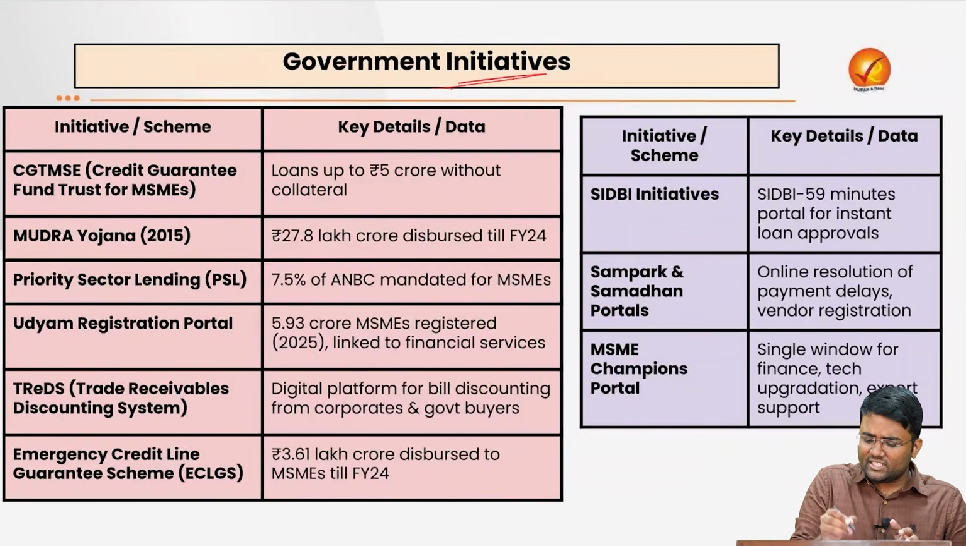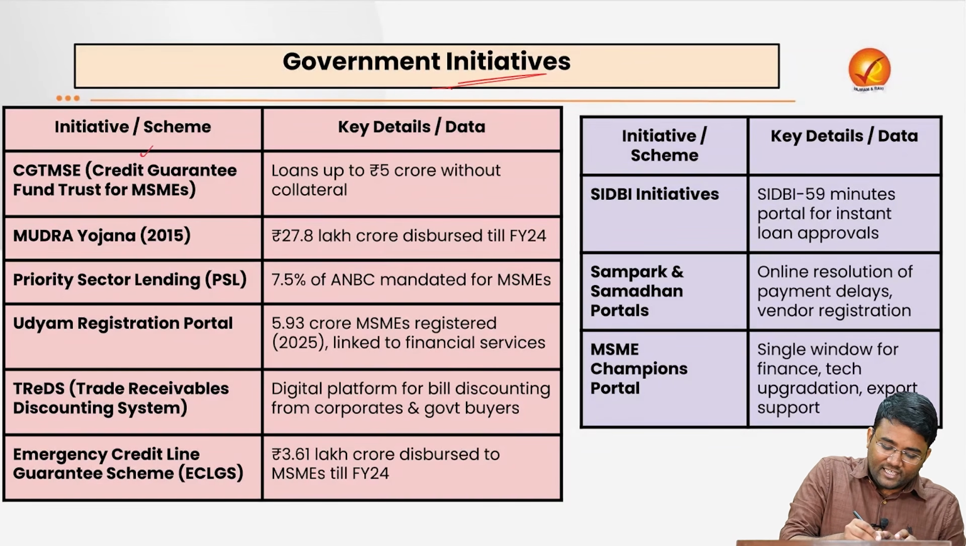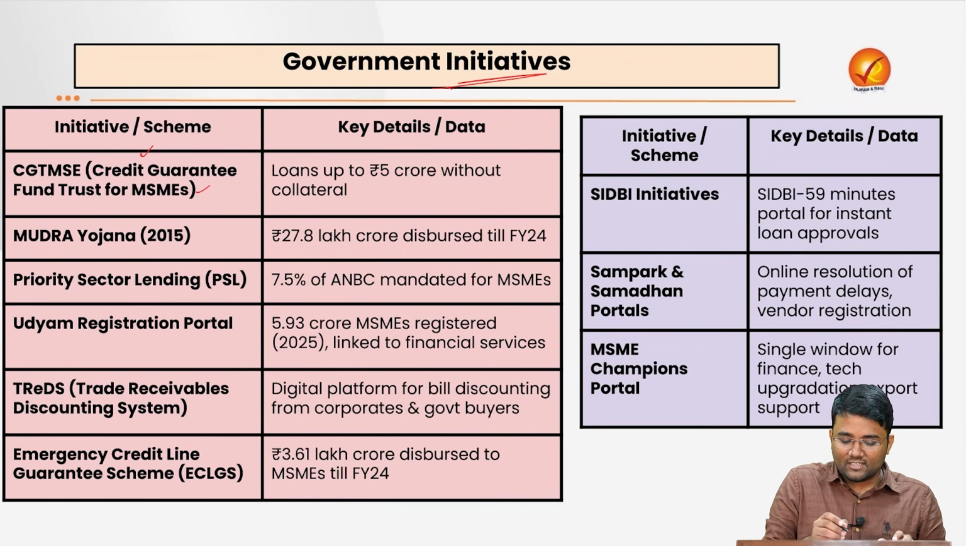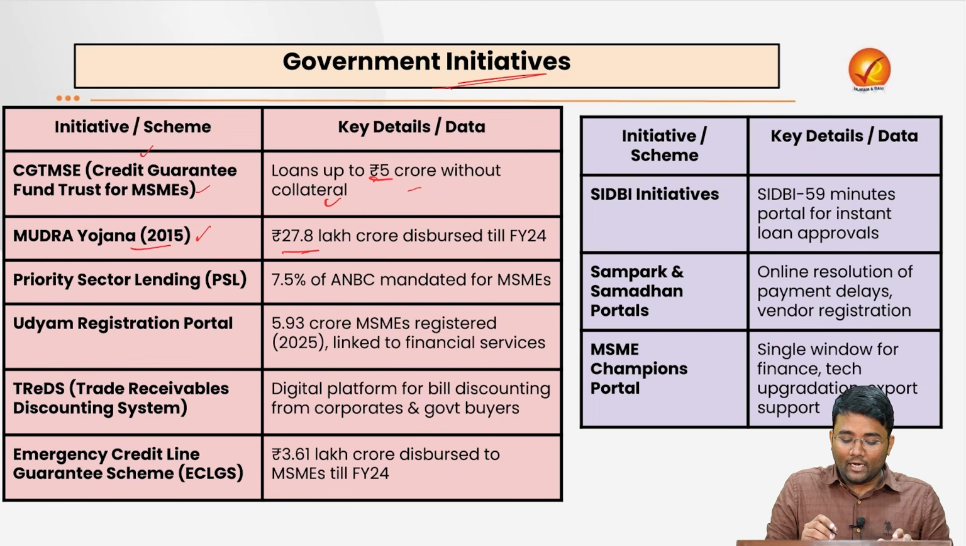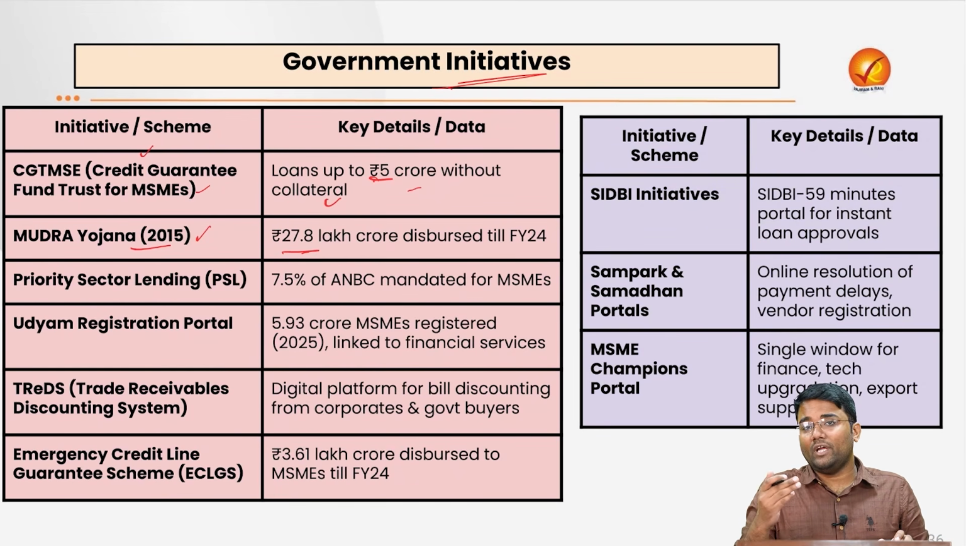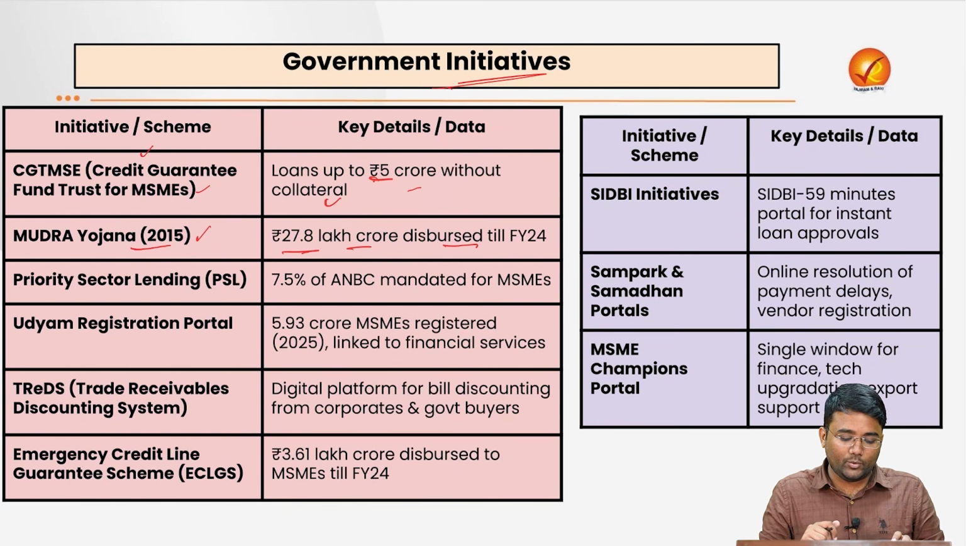Now, there are certain initiatives taken by the government to support MSMEs, like the Credit Guarantee Fund Trust for MSMEs that provides loans up to 5 crore without collateral. Mudra Yojana, launched in 2015, provides support to entrepreneurs, and 27.8 lakh crore were disbursed till financial year 24.